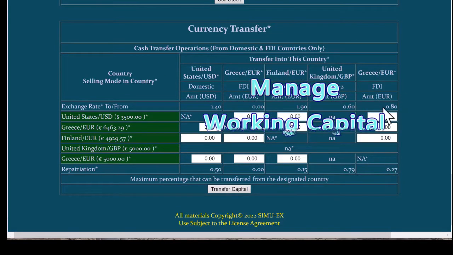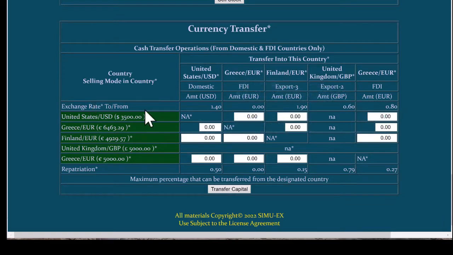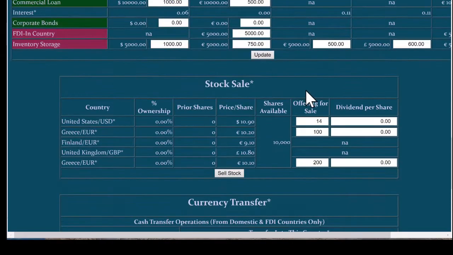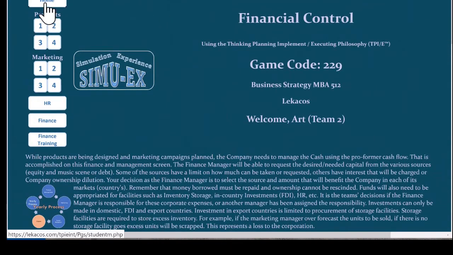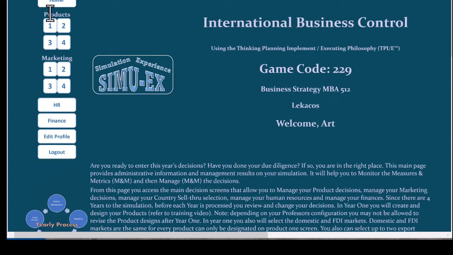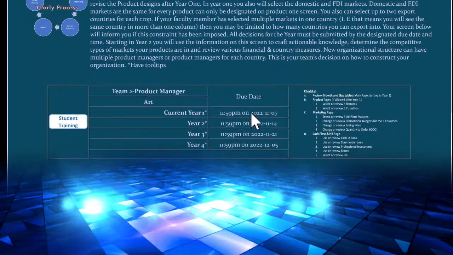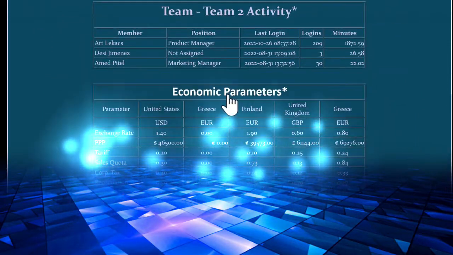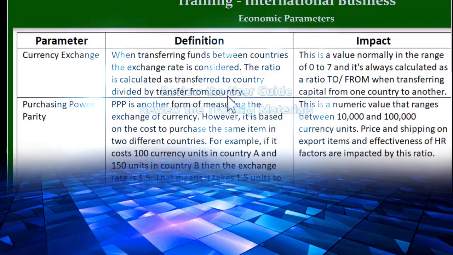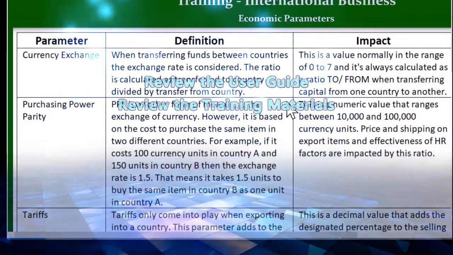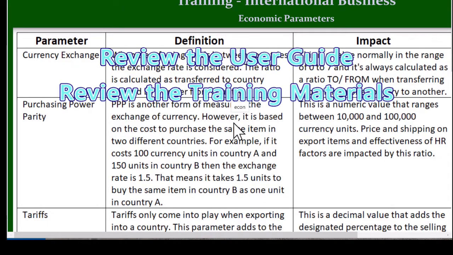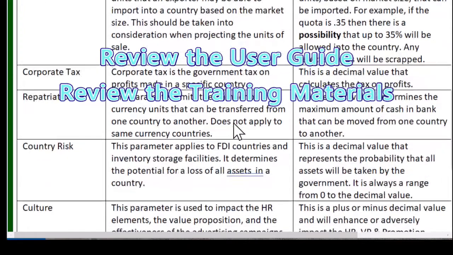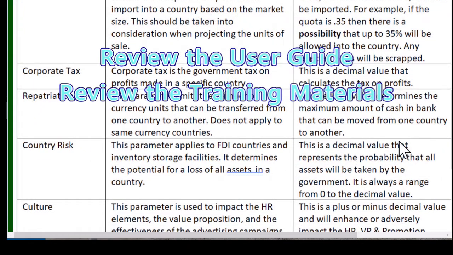And the idea is, where are these sources of capital? Commercial banks, issuance of bonds, obviously revenues, transfer from one business unit to another business unit, and so on. The idea behind it is manage the capital of the corporation itself. And if you look at the economic parameters, you'll see, for example, here is a definition of the currency exchange that will take place. As always, notice the tooltips with the asterisk. And for example, repatriation talks about the limitation of transferring from one country to another.